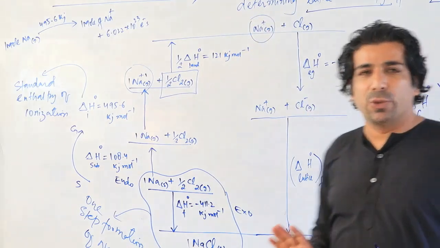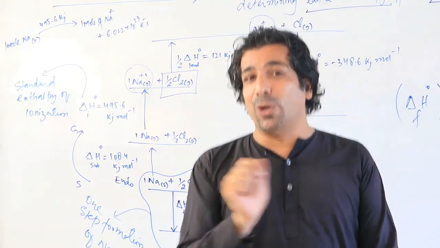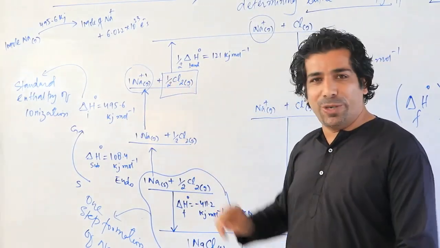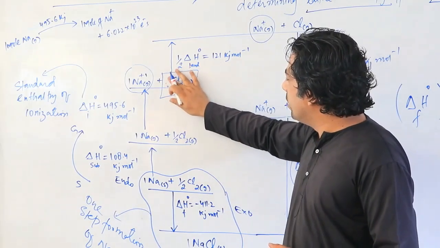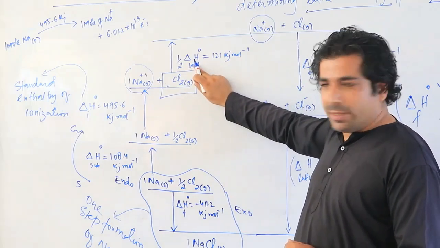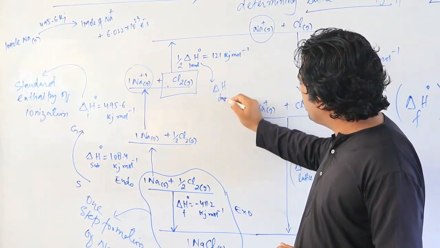I am done with the sodium. Sodium is done. But now I have to target the chlorine. How much chlorine do I have, my dear friends? I have half of the chlorine. If I take 1 mole of chlorine, let us suppose, then this is actually the bond dissociation enthalpy. This is nothing but your delta H dissociation.